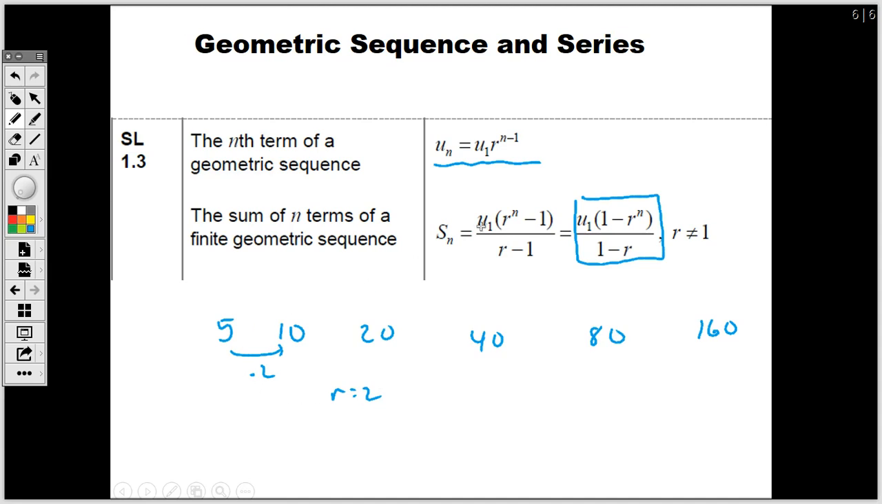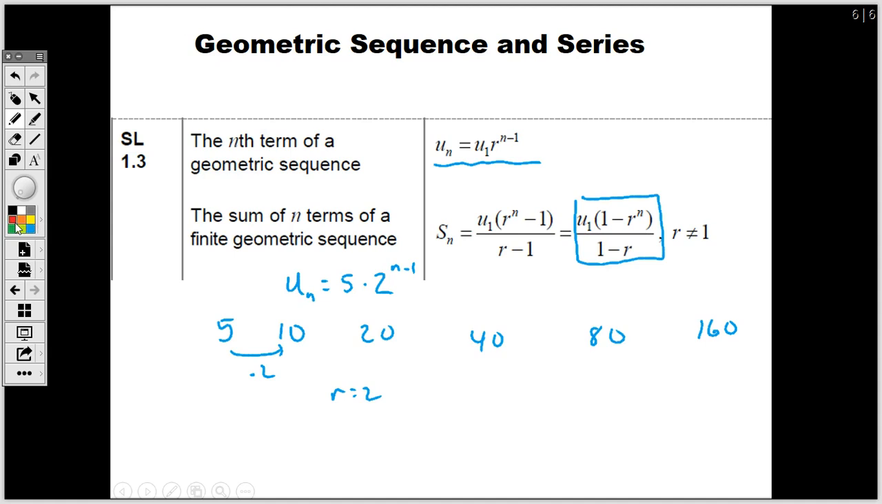Then I know my first term is 5, right? So when we're building this formula, we say, okay, well, u sub n, any term, is equal to the first term times our common ratio to the n minus 1. And the reason we put minus 1 here is so if I plug in 1, I have 2 to the 0, which is just 1, and I actually get back my first term.